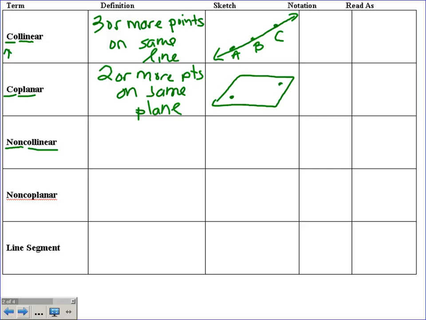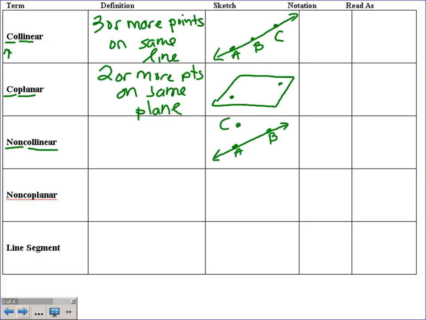Okay, so we're definitely going to need a line, right? Here's a line. So we're going to need some points here. So we'll say that's A. We'll say that's B. And guess what? We have point C that's hanging out over there.